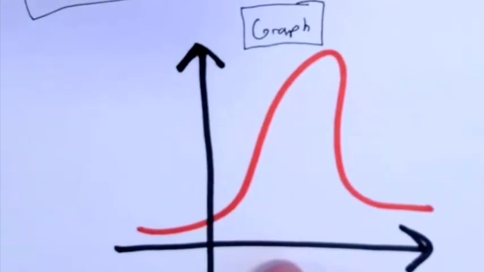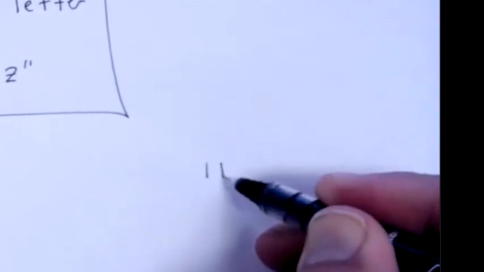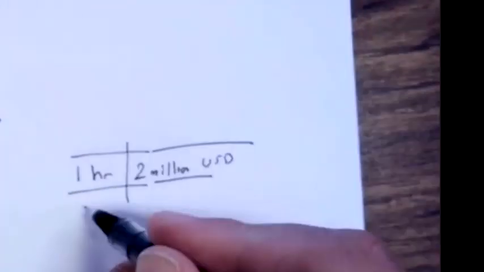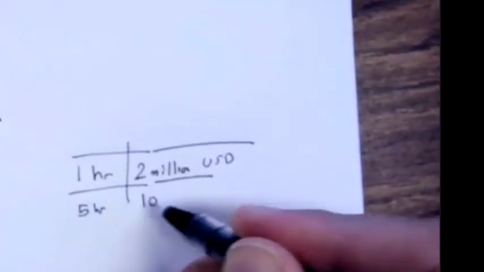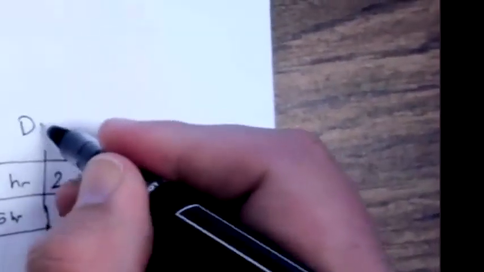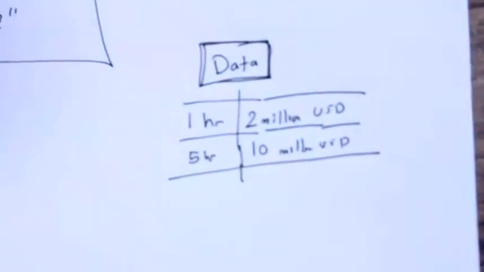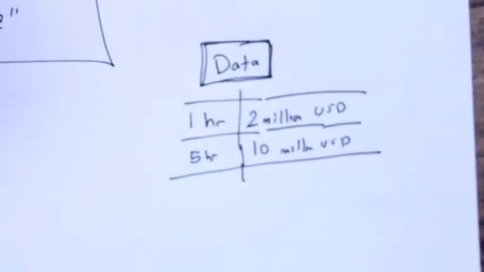Or they may say, I know that I worked 1 hour and made $2 million. I worked 5 hours and made $10 million. Can you come up with a formula from this data? And often in previous math classes, you were given the function. Someone said, let f of x equals 3x plus 1. Let f of x equals 2x cubed plus sine of x.